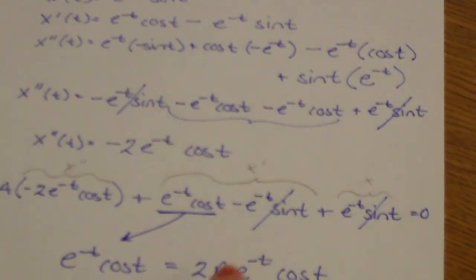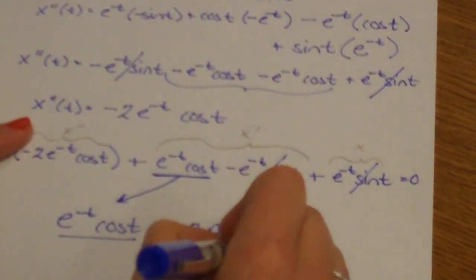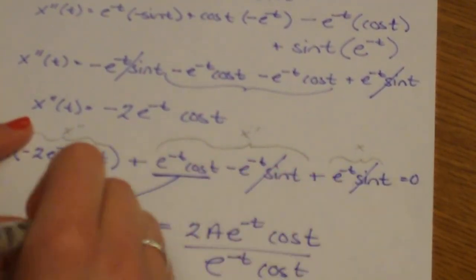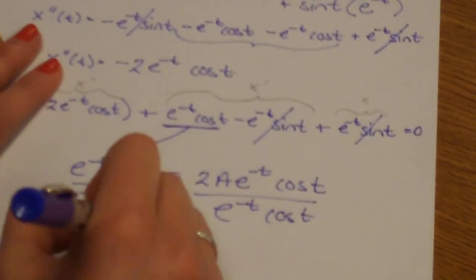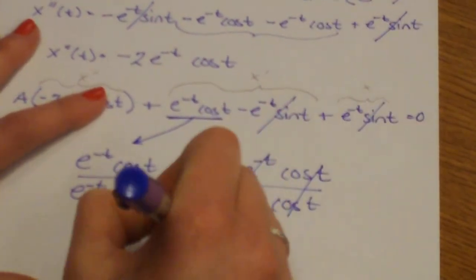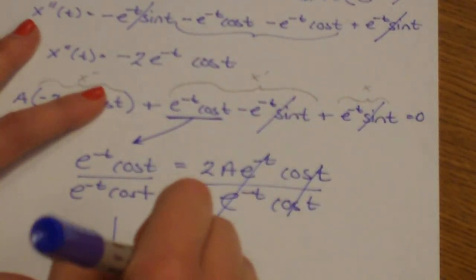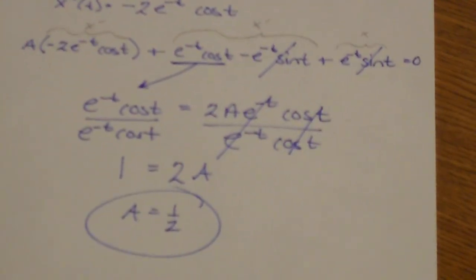Now if you'll notice, let's divide by e to the negative t cosine t, and I end up with 1 equals, all of this is canceling, 2a. A is equal to 1/2, and you are done. A lot of work for a simple answer.